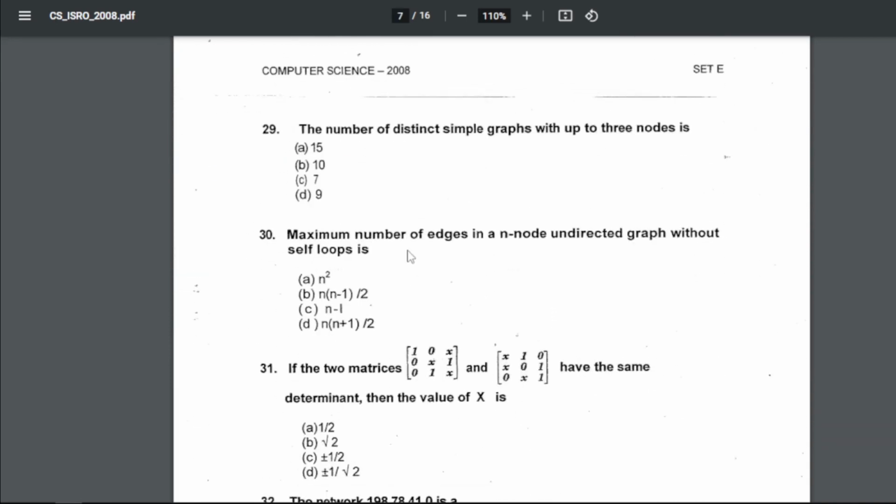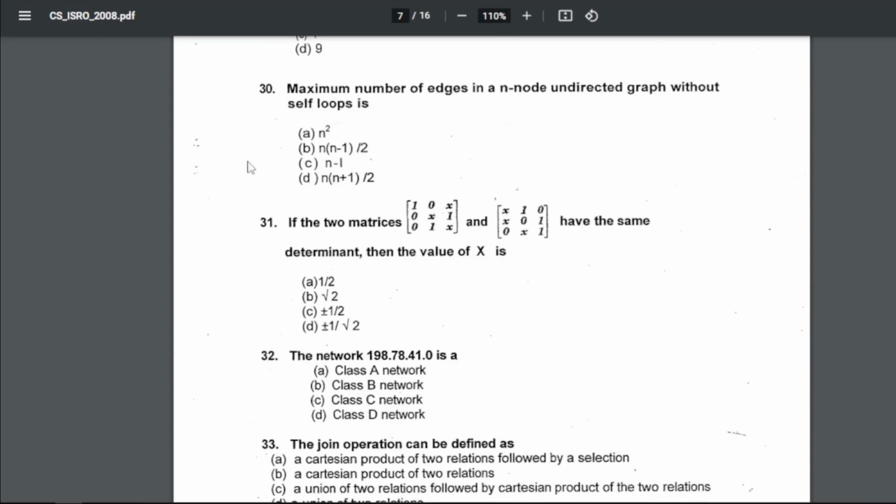Next question is 29. The number of distinct simple graphs with up to 3 nodes is what? So for 29 our answer will be C, that is 7. So the number of distinct simple graphs up to 3 nodes is 7. I think here you can see the concept of Catalan number, right? So that might give you the distinct simple graphs up to 3 nodes, right?